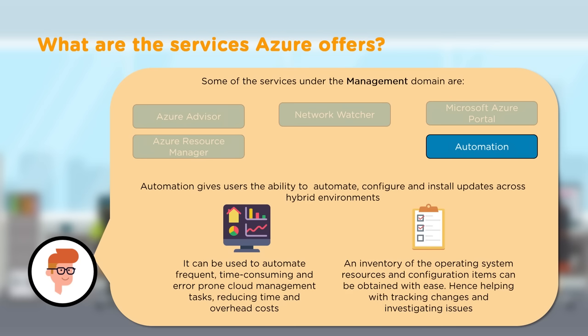With automation, we can build a good inventory of operating system resources and configuration items all in one place with ease. And this really helps in tracking the changes and investigating the issue. Let's say something happened. Because we have automation, and it's logging the configuration changes, it's easy to identify what has changed lately that has broken the environment, go back and fix it or roll it back. That solves the problem. And that summarizes the Azure management tools or management services.